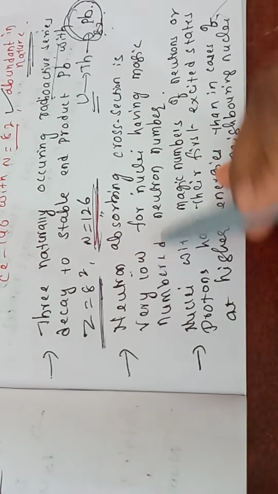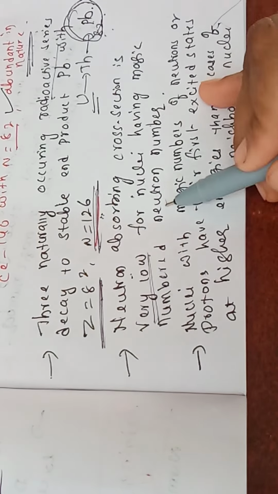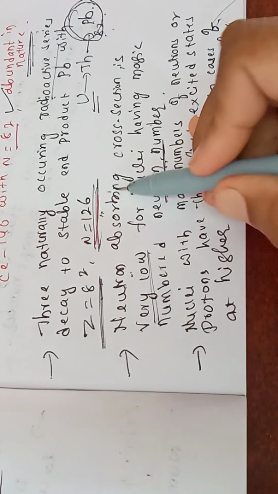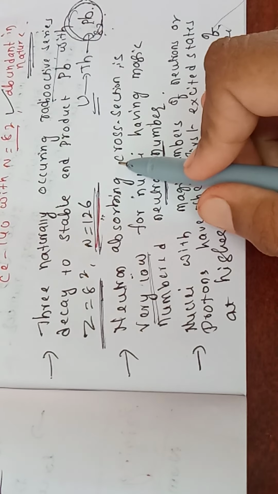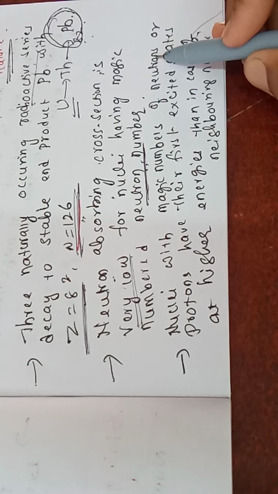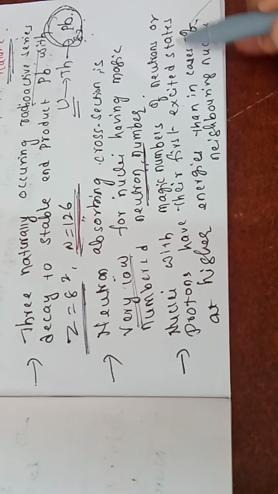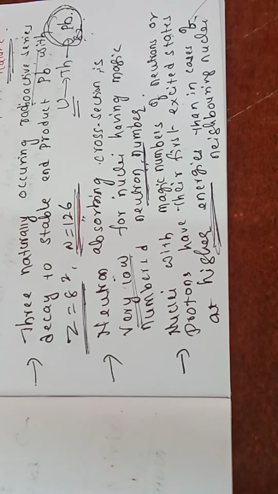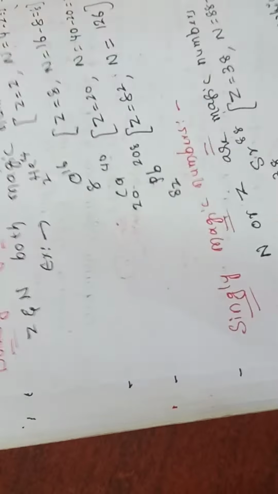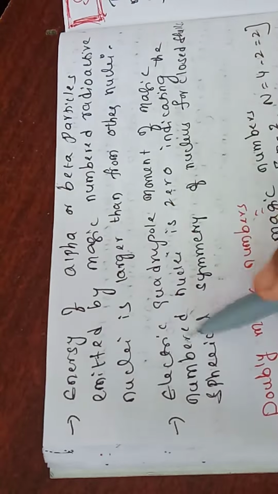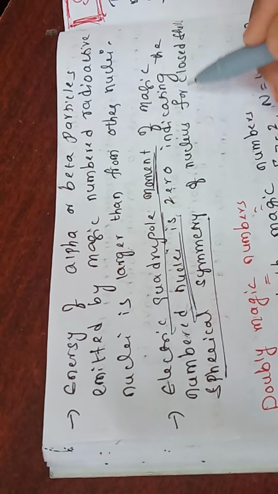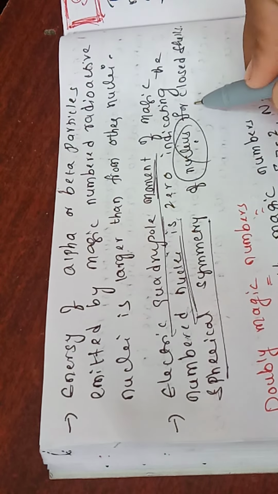Next, the neutron absorbing cross section is very low for nuclei having a magic number of neutrons. If neutrons are a magic number, then the neutron absorbing capacity will be very low for that particular nuclei. Next, nuclei with magic numbers of neutrons or protons have their first excited states at higher energies only. Means they will excite to much higher energies than in the case of neighboring nuclei without magic numbers. Right? And next, the electric quadrupole moment will be 0 for the magic numbers. So they get a spherical symmetry and the nucleus will be nearly spherical in nature.